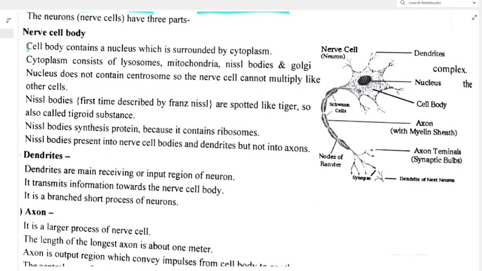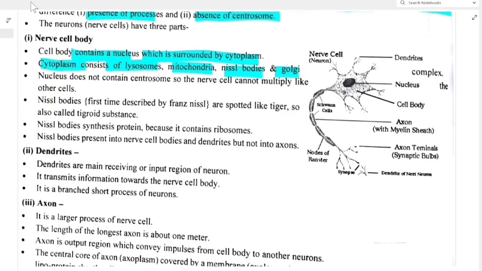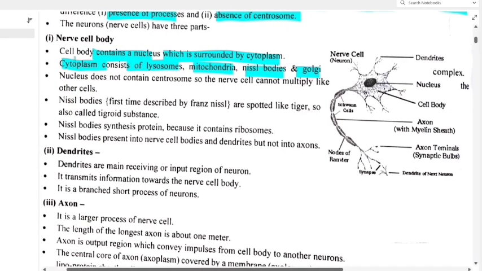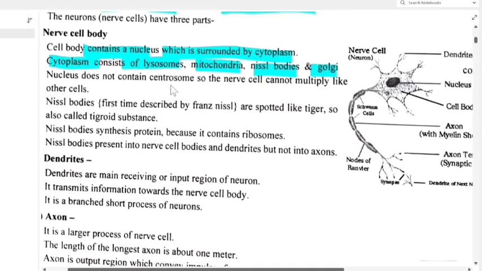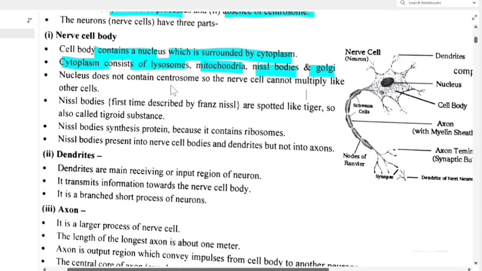The nerve cell body, what is that? The cell body contains a nucleus which is surrounded by cytoplasm. The cytoplasm consists of lysosomes, mitochondria, Nissl bodies and Golgi. The next point is that the nucleus does not contain a centrosome, so the nerve cell cannot multiply like other cells. Is it clear? Let's mark it with another color: the centrosome is absent in the nucleus, and that's why they cannot multiply.